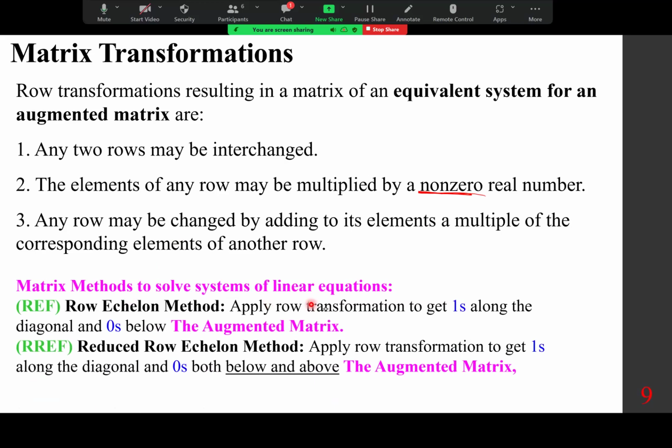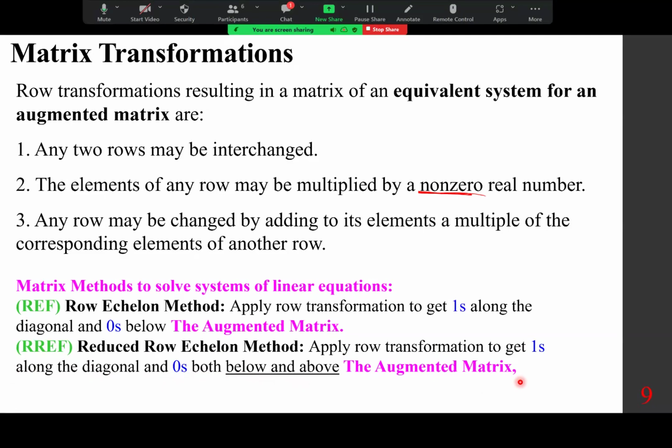Now, matrix methods to solve systems of linear equations. So what do we do to solve them? We go with REF, short for row echelon form. We apply row transformations to get ones along the main diagonal and zeros below in the augmented matrix. Or RREF, reduced row echelon form, apply row transformations to get ones along the diagonal and zeros both below and above in the augmented matrix. What do we mean by that?